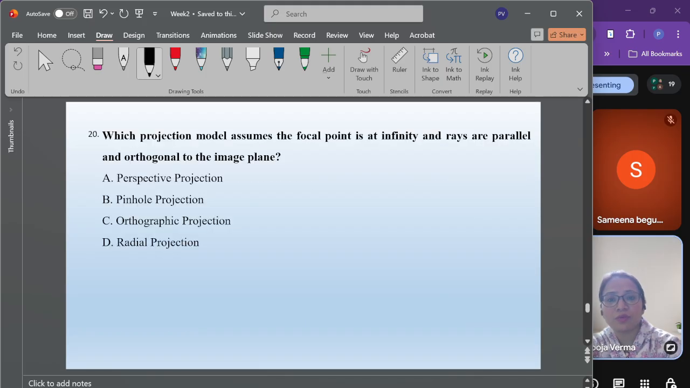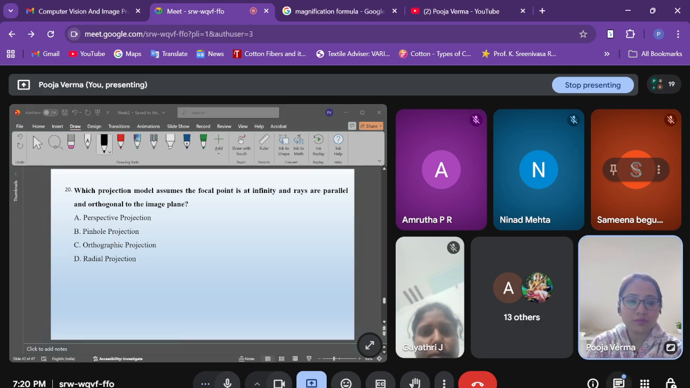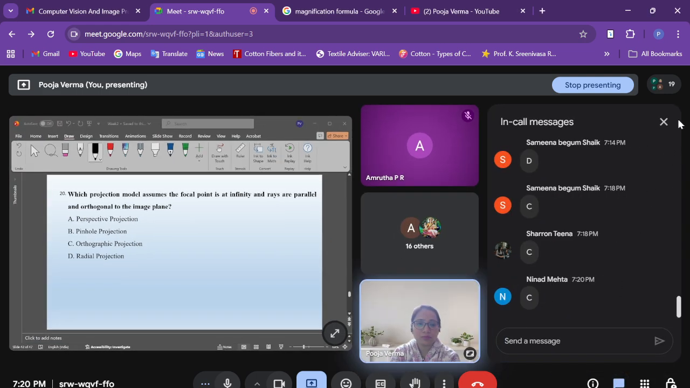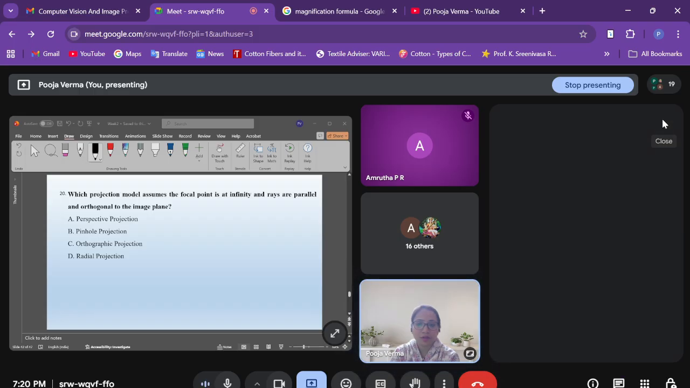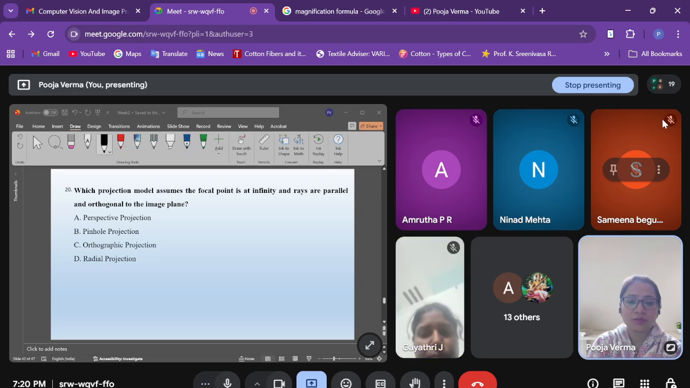Now we will move to our next question. Which projection model assumes the focal point is at infinity and rays are parallel and orthogonal to the image plane? Option A is perspective projection, option B is pinhole projection, option C is orthographic projection, or radial projection. Okay, option C, orthographic projection. Most of you are answering that.